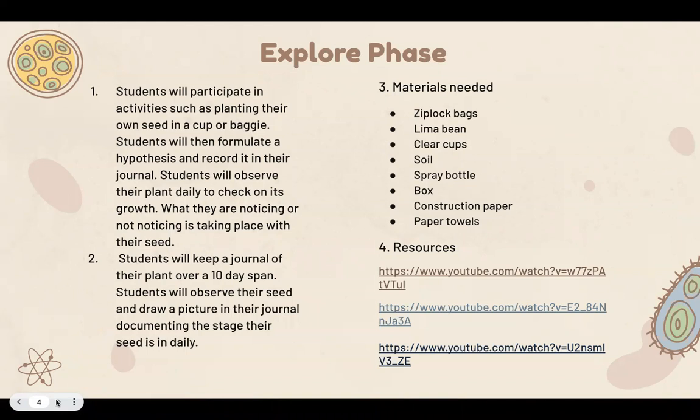So students will formulate a hypothesis and record it in their journals that we will provide. They will then observe their plant daily to check in on its growth, and they're going to take notes on what they're noticing or not noticing is taking place with their seed. Is it growing with the ones in the sunlight and getting plenty of water versus the ones in the dark with no water, no sunlight?